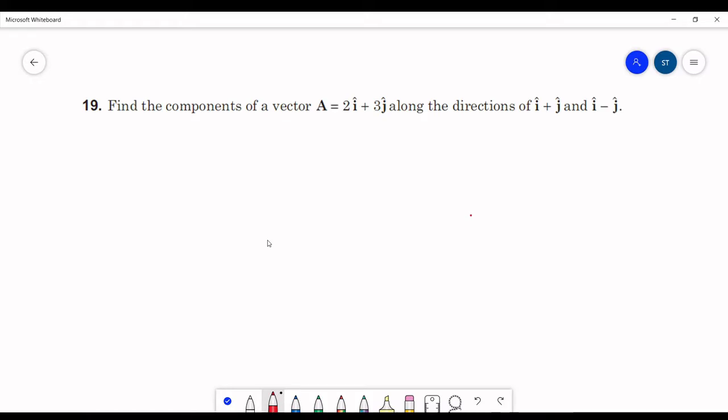In this question, we have to find the components of the vector a bar, which is 2i cap plus 3j cap, along the directions of i cap plus j cap and i cap minus j cap. So here the concept required is, let us take two vectors a bar and b bar, which are at an angle theta with each other.